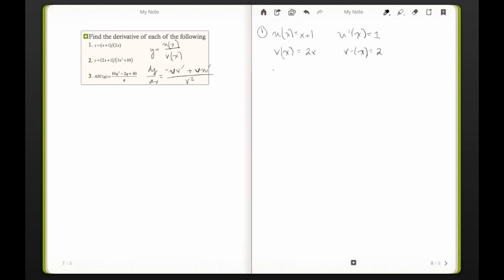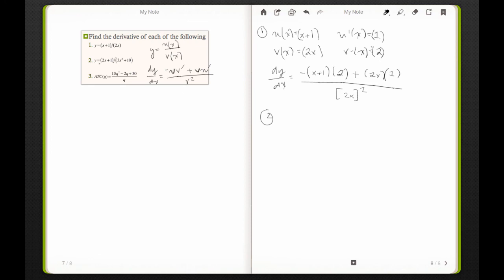I'm just going to plug it into this formula to get dy/dx is equal to negative times u. I'm going to put everything in parentheses, x plus 1. Maybe you should do that just to get used to doing it. Okay, so it's going to be negative times u times v prime, which is 2, plus v, which is 2x, times u prime, which is 1, and then I'm going to divide this entire thing by the v function squared. I like to put that in brackets. Okay, that's it. You can leave it just like this. Let's move on to the second one.